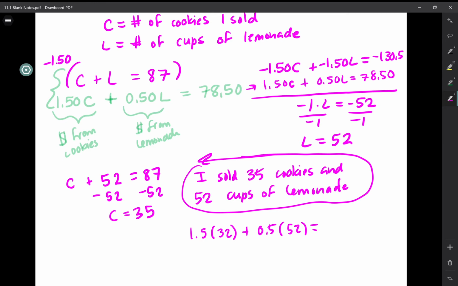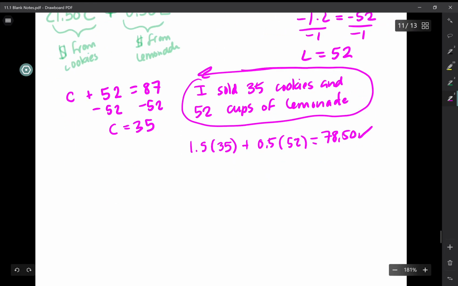What? Did I type wrong? Let me try that again. I don't think I did it wrong. 1.5 times 35. That would be helpful. Yeah, that's supposed to be a 35, guys. Plus 0.5 times 52 equals 78.50. Check. It's always good to check your answers. All right, that one went pretty well. Let's try another one.